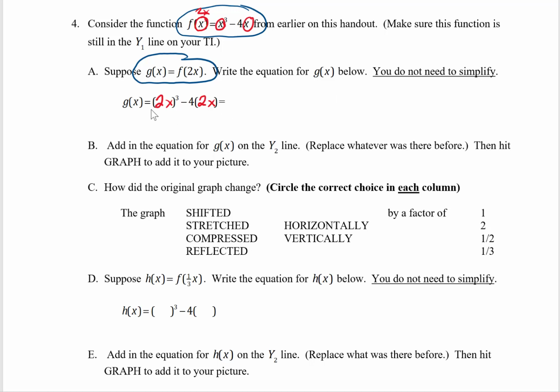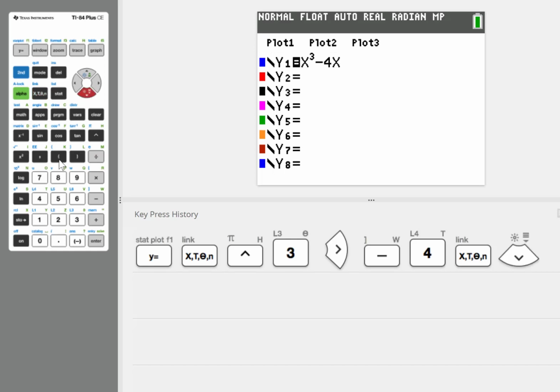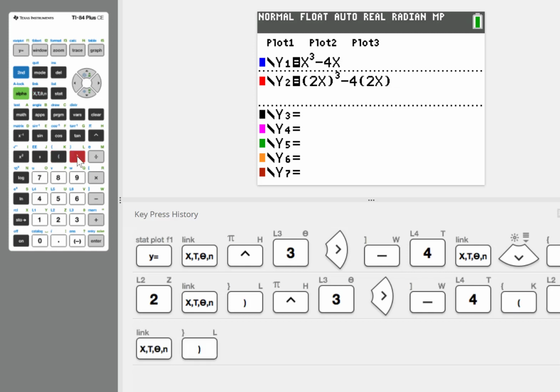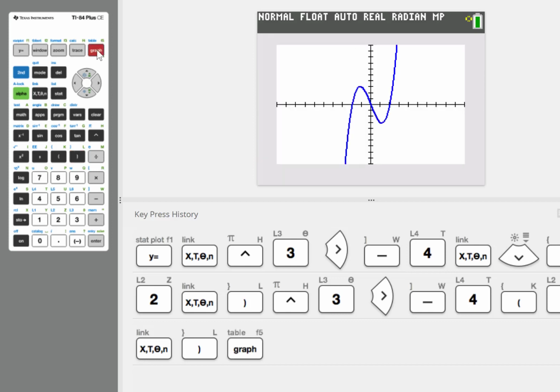So I'm just going to go to the calculator and type this in on the y2 line, and then we'll see if we can figure out what happened. So on the y2 line, I'll use parentheses. I had 2x all being cubed, and then it was minus 4, and then parentheses 2x. The calculator doesn't care whether we simplify it or not. I'll hit that graph button. This new one will come up in red. The original one is the one in blue.